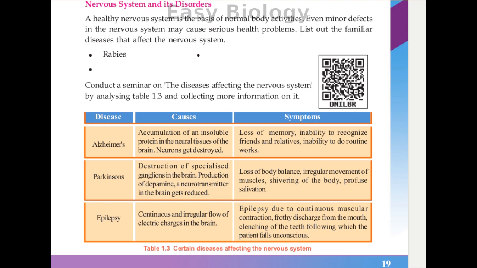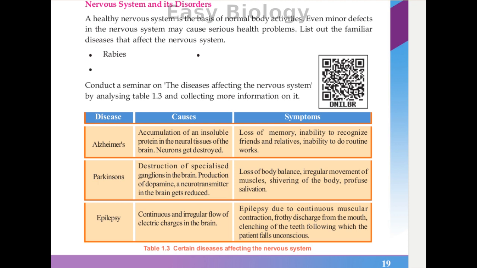The reason for Parkinson's is the destruction of specialized ganglions in the brain. The production of dopamine is reduced. Dopamine is an example of a neurotransmitter. Its production is reduced in the brain. The symptoms of Parkinson's are loss of body balance, irregular movement of the muscles, shivering of the body, and profuse salivation.